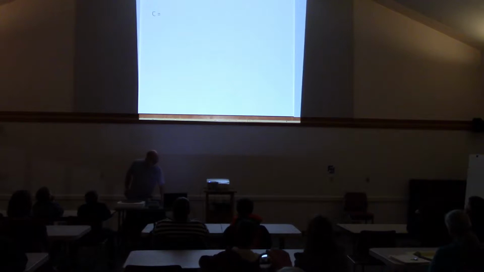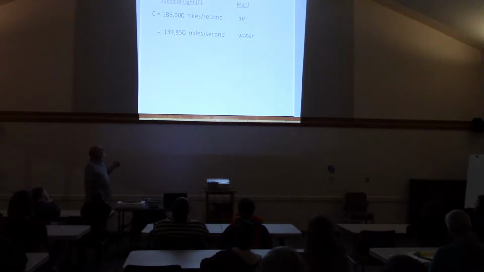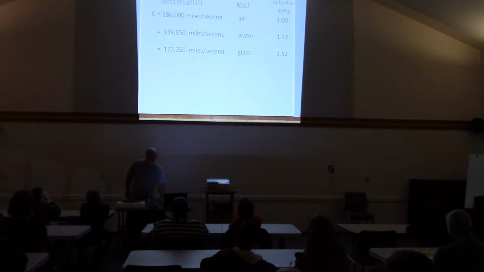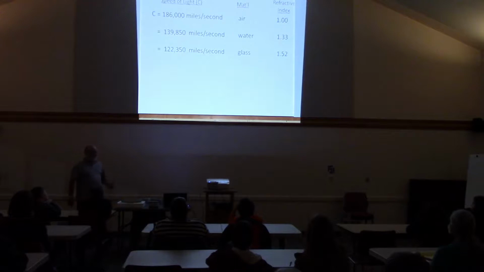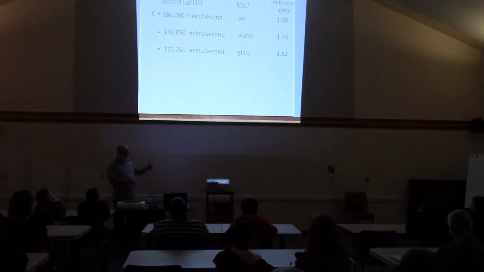C is the speed of light: 186,000 miles per second. Pretty fast. That's in air. In water, it slows down to 139,850 miles per second. In glass, it practically crawls: 122,350 miles per second. That's our refractive index. That determines how much light refracts when it passes from one substance into another, from air into glass, from air into water.